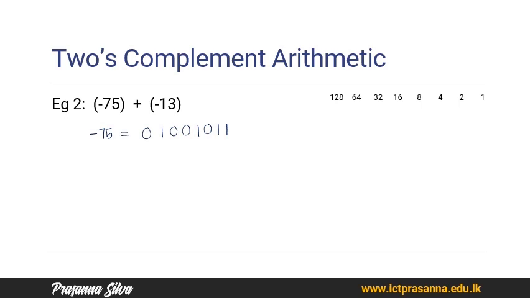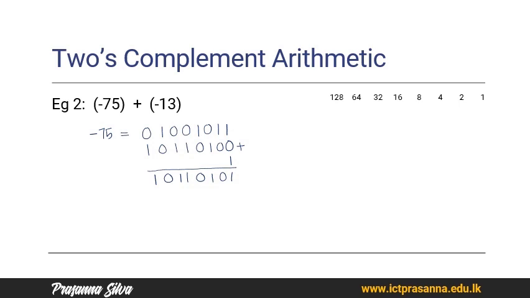So we'll apply 2's complement to get the negative answer. So first we'll invert the bits. And we will add 1 to it. Zero plus 1 becomes 1. So that is your negative 75.